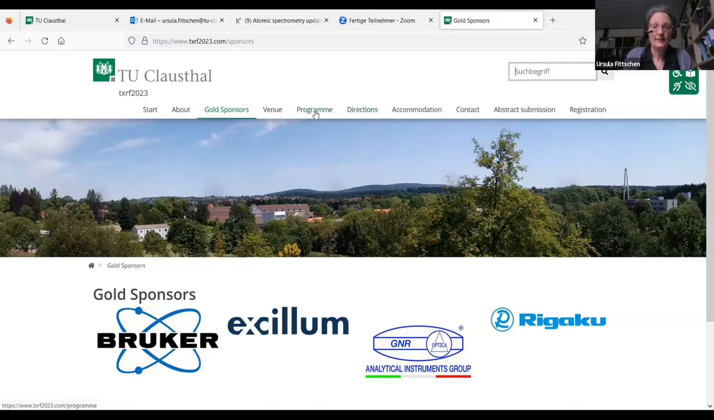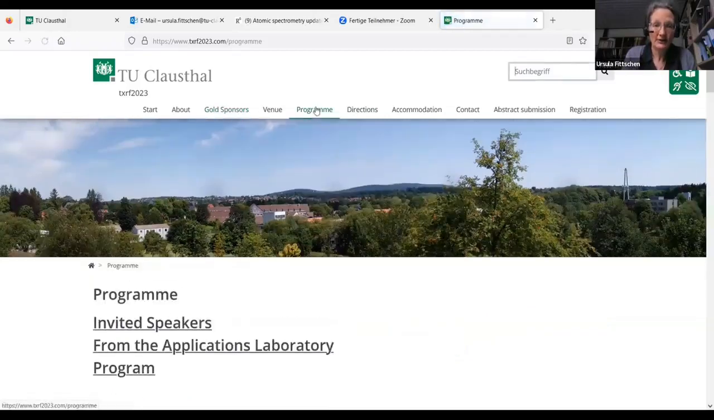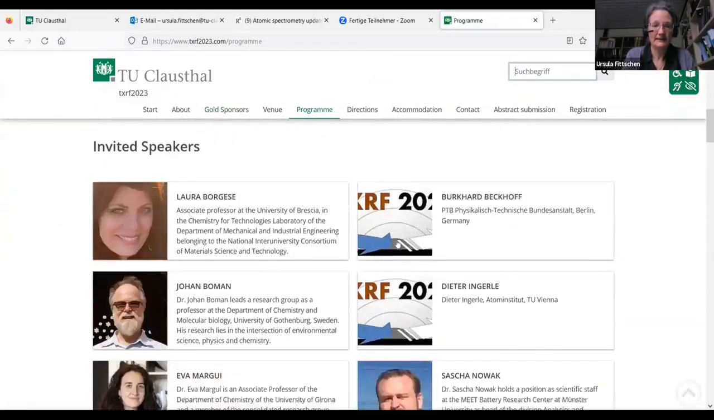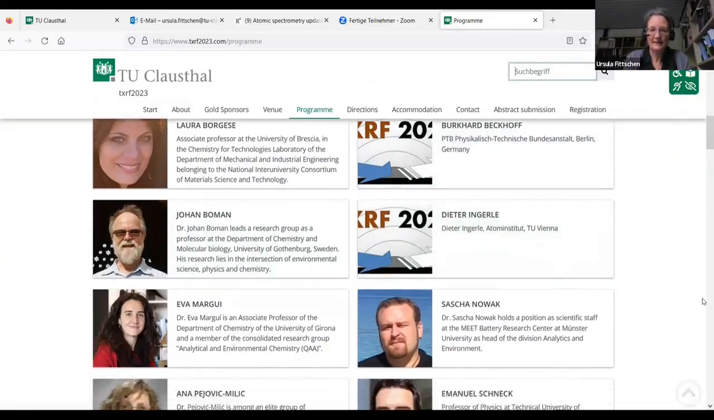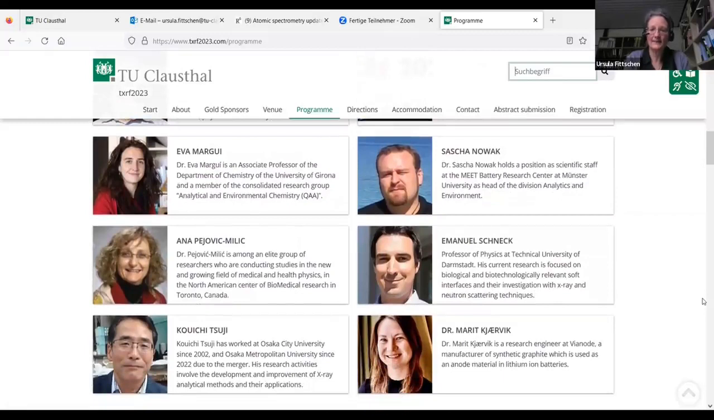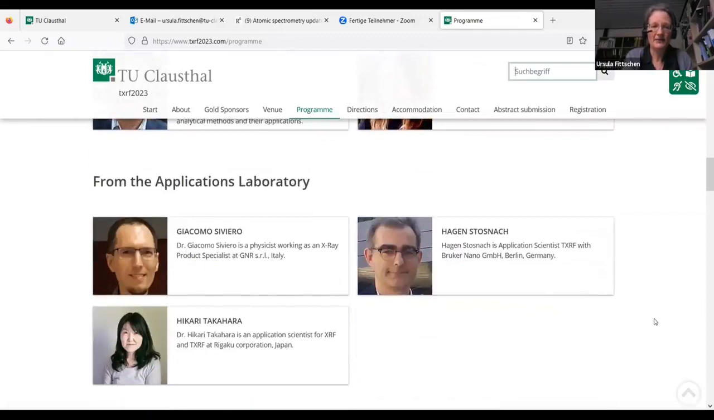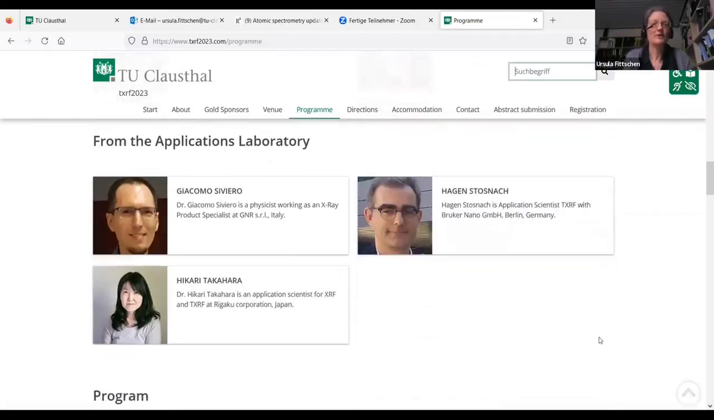You will also find the program on this webpage, and we have a good number of invited speakers that you can look forward to. So I will scroll through them. You'll find some familiar names here, but maybe also some new names. And I think we can really look forward to the presentations of their scientific work. And we will also have three contributions from the applications laboratories, from the manufacturers of TXRF instruments, that will give us insights into their work.